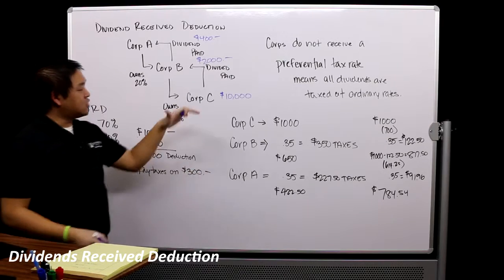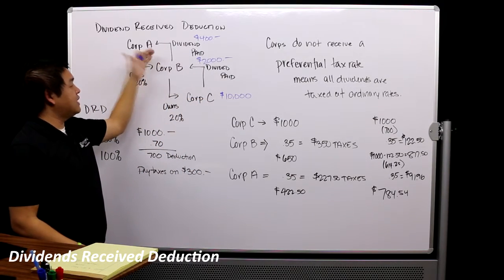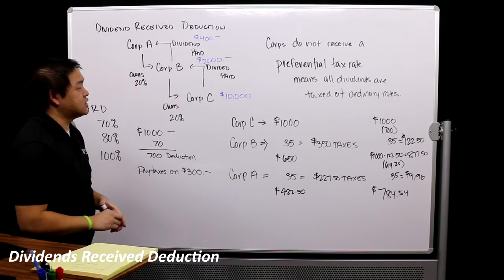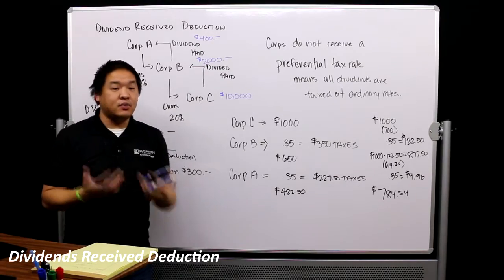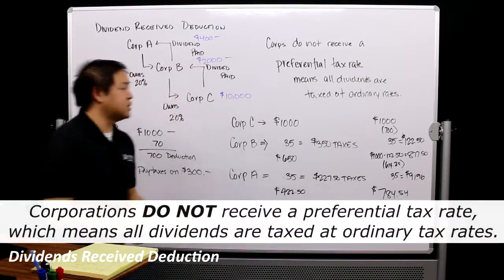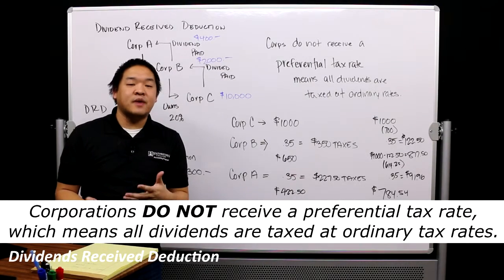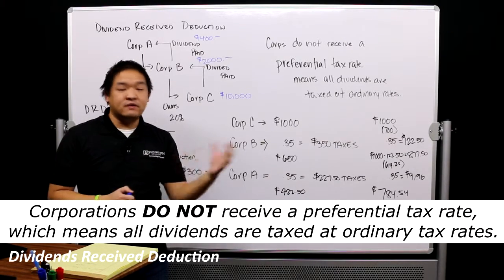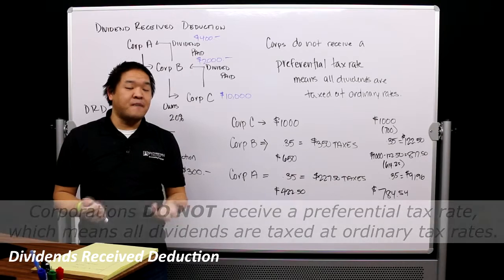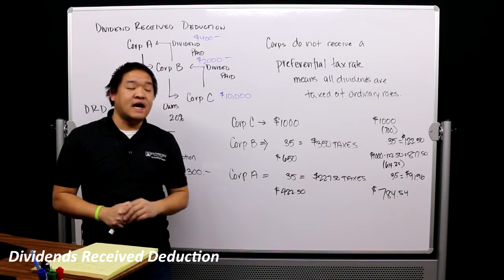So we see how Corporation C would make some money, Corporation B would make money, and then Corporation A would make money because they own all of these structures and corporations. But the one problem here is that corporations don't receive preferential tax treatment, which means all dividends are taxed at ordinary rates. Individuals, when they receive a dividend from a corporation, get a preferential rate of 15%, or 20%, or even 0% if they're in the right tax bracket.